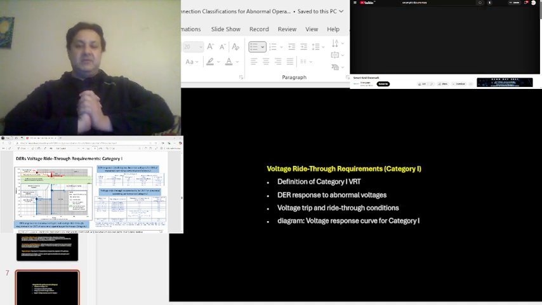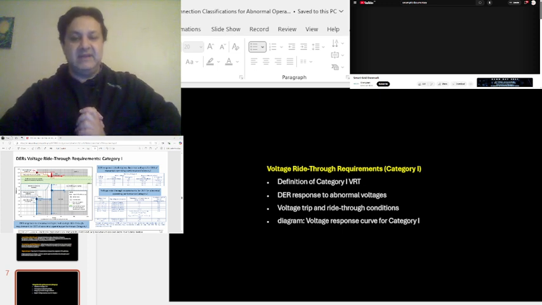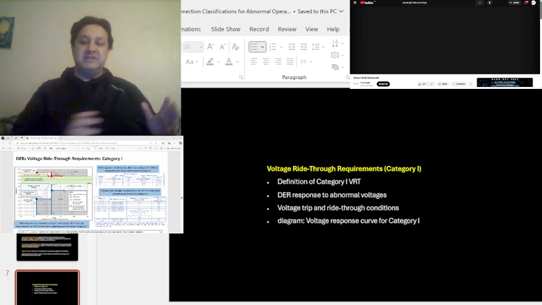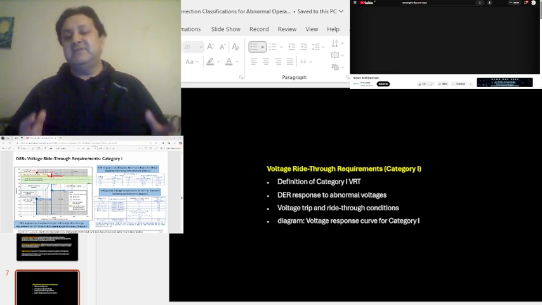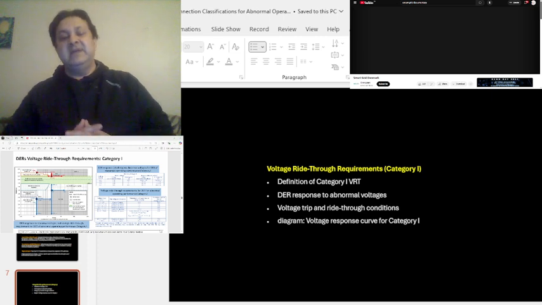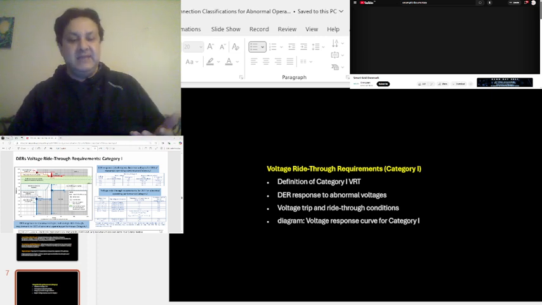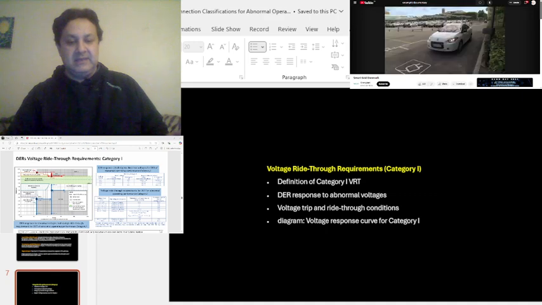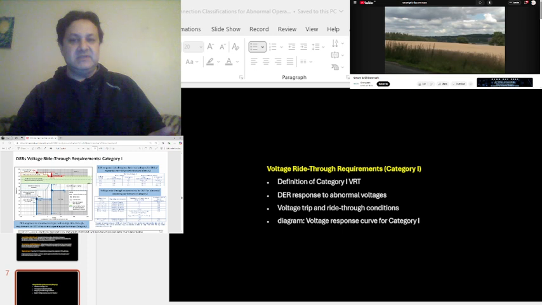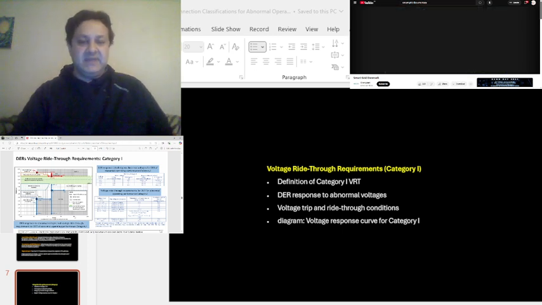So, what about category 1? We defined category 1 VRT, DER response. We'll talk about abnormal voltages. We'll talk about voltage trip and ride-through conditions. And there is a diagram in the presentation that was given to us for category 1 that we can see here. So, I will talk according to this.